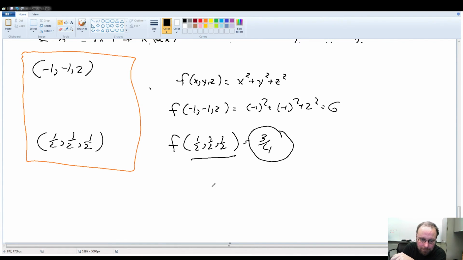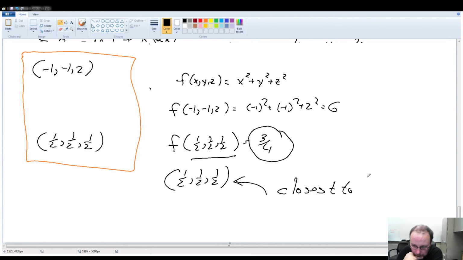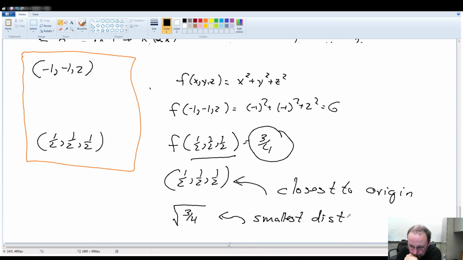Yikes. So here's the point. We found it. And if they had asked for the actual distance, we have to remember that our function was distance squared, so its distance from the origin would be the square root of distance squared, yeah? All right, well, cool.